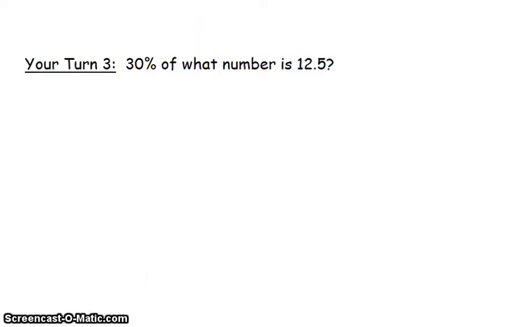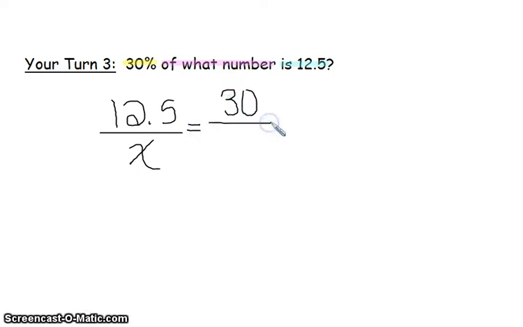So take that information and try this problem. Highlight what you need if that helps you to see the three different parts of this proportion. Now, same thing we have in this one that we had in the last one. We know the percent is 30. We know that it's asking us of what number, so we don't know the base amount. And they're giving us the part. So this is what your proportion should look like. 12.5 over x, or whatever variable you've chosen, equals 30 over 100.